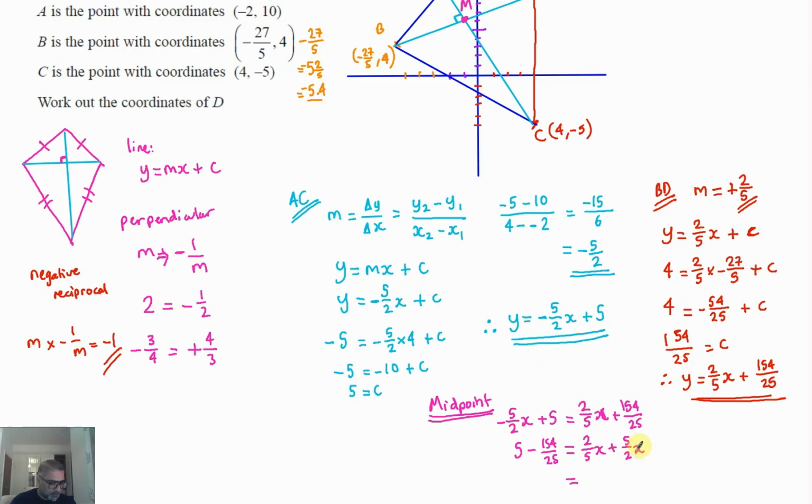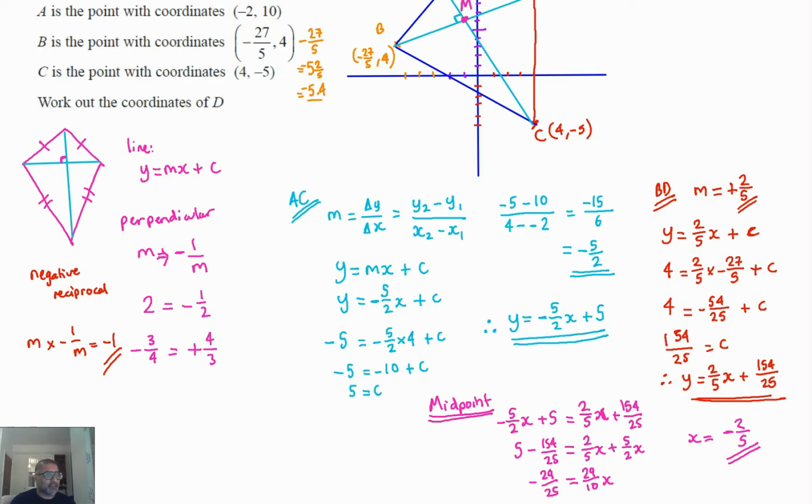That gives me 29 over 10 x, and 5 minus 154 over 25 gives me minus 29 over 25. And then from there, to work out what x is, I need to do that value divided by that. So on my calculator, I'm just going to press divided by 29 over 10, and x equals minus 2/5. A nice and neat answer.